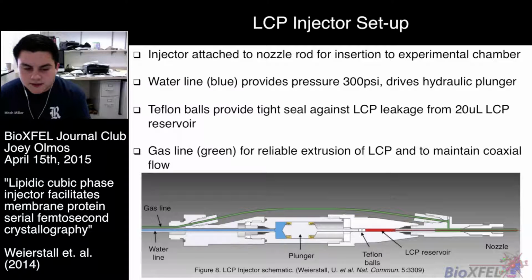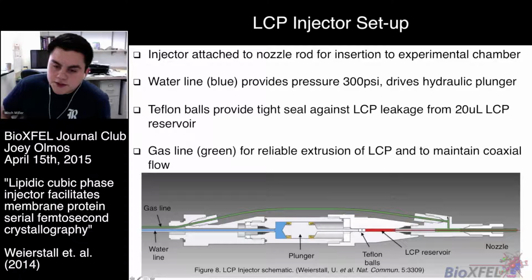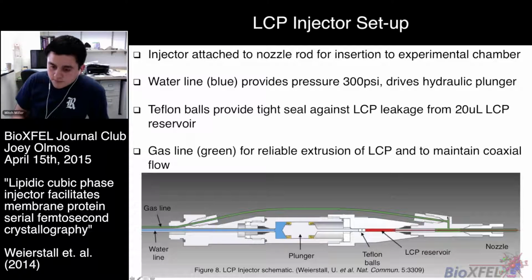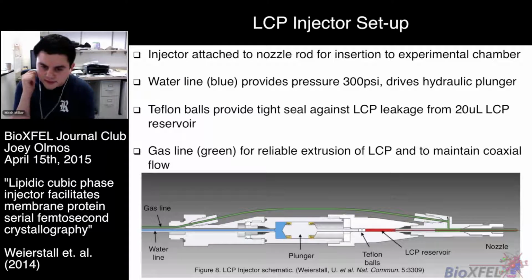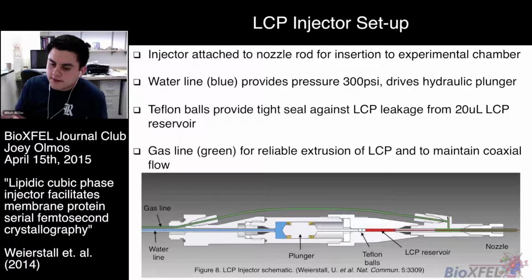And then in green here, the gas line that you're seeing is used for reliable extrusion of LCP, to make sure that there's this flow going, and also to maintain coaxial flow, just to make sure that it's a focused stream, basically.